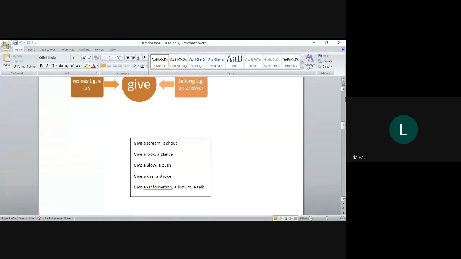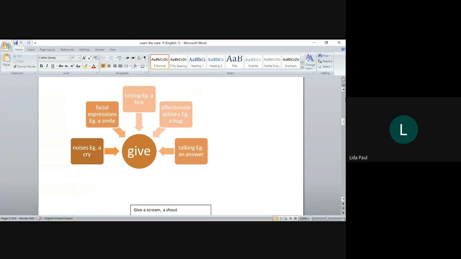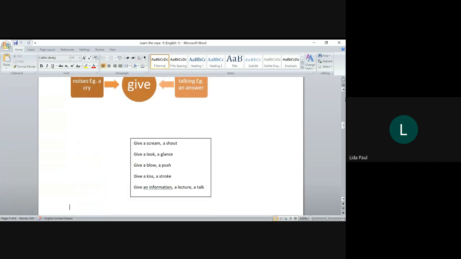So with noises, you can say give a scream, give a shout, right? Next is the expressions related to facial expressions. See, give a look, give a glance, give a smile, like we already discussed. Then give a blow, give a push. This is related to hitting. Give a kiss, give a stroke. These are affectionate actions, right? So those are examples of affectionate expressions. Then next, the last one is again related to talking. Give an information, give a lecture, give a talk.